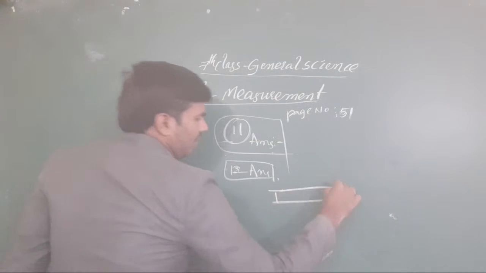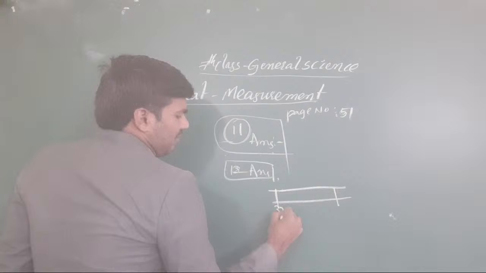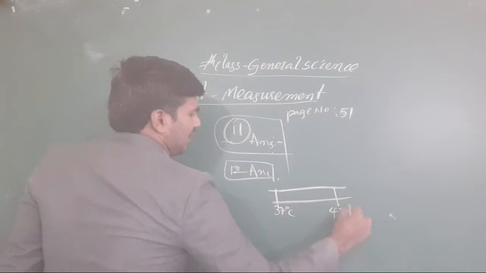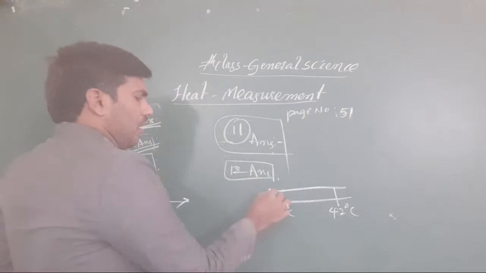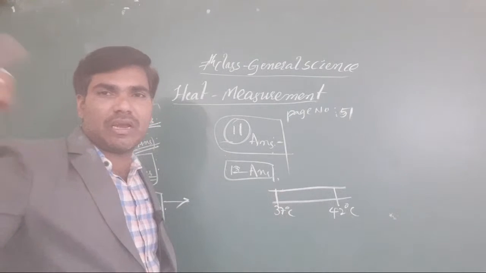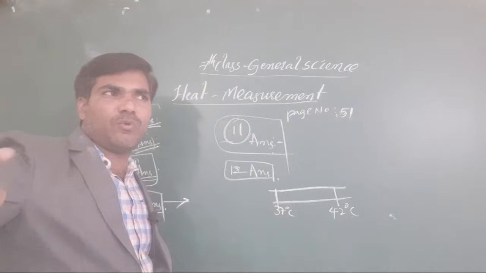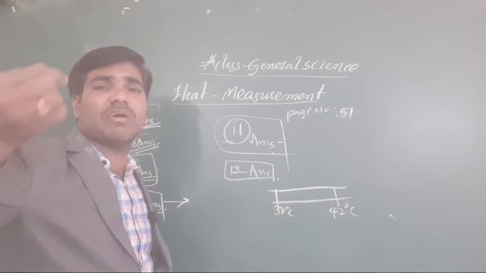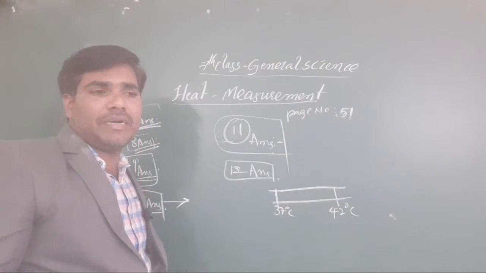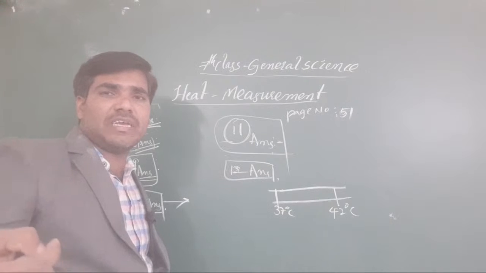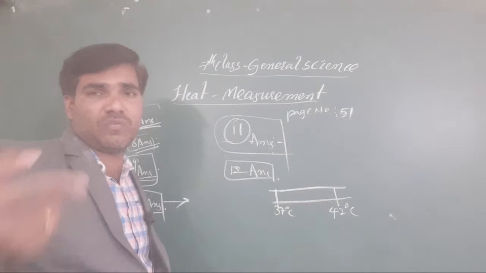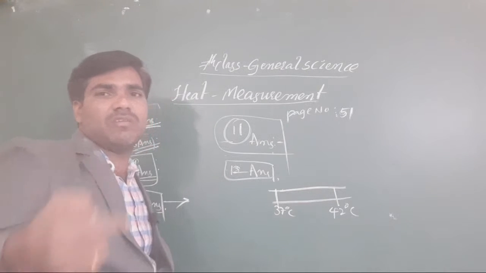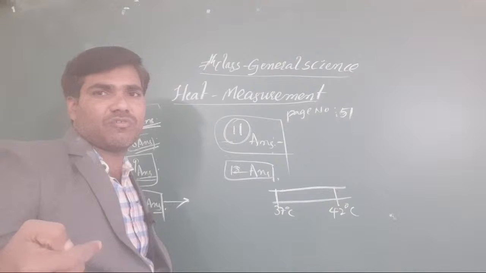It has only 37 degrees centigrade to 42 degrees centigrade. And one more thing: when you use a clinical thermometer, you have to touch it to a fixed thing for measuring the temperature. Only when it touches a fixed thing does it give the exact temperature. Why? Because it has a very small range of measurement only. Clear or not, all the students?